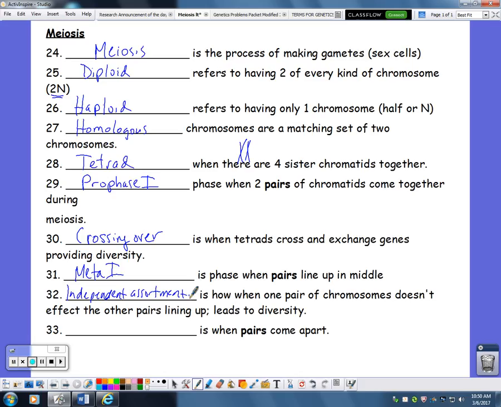Anaphase 1. Ana means apart. Anaphase 1. Pairs apart. Questions about this? Got it, okay? Alright, so now you're keeping up with this blue sheet. You're getting a really good study guide for the vocab component of this particular test, which again is a week from tomorrow. Alright, so now, deep breath.